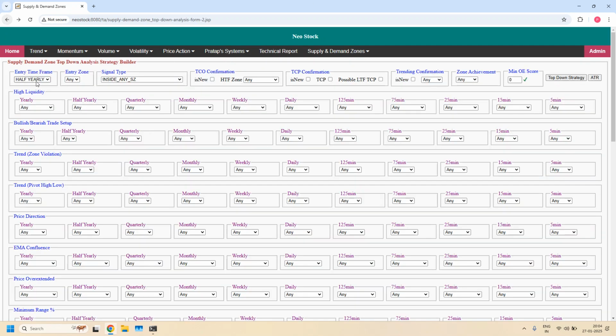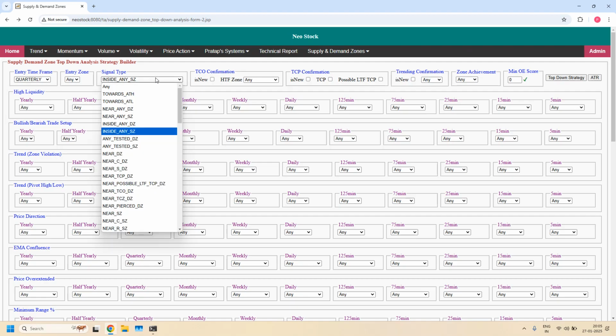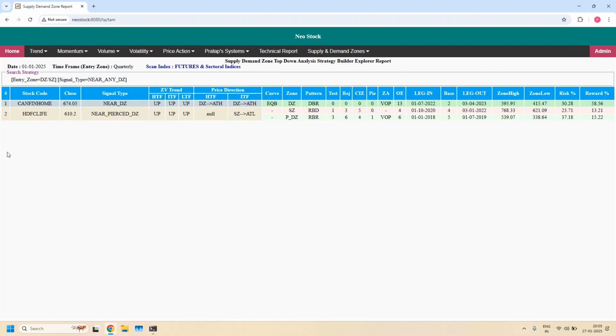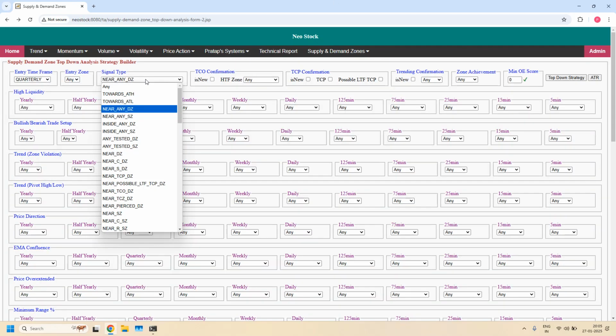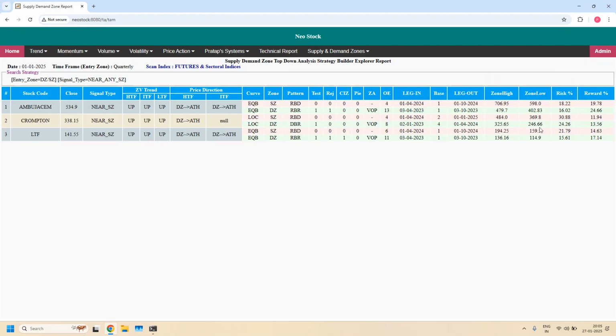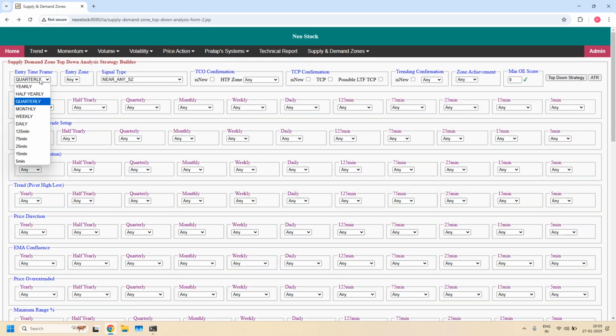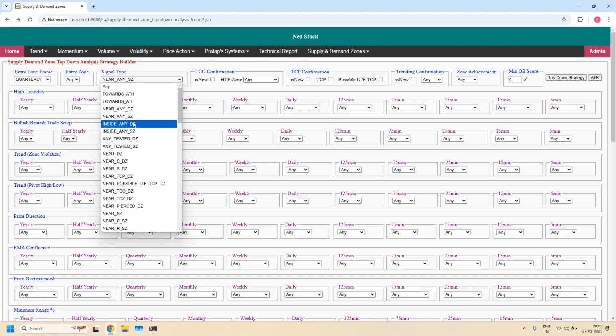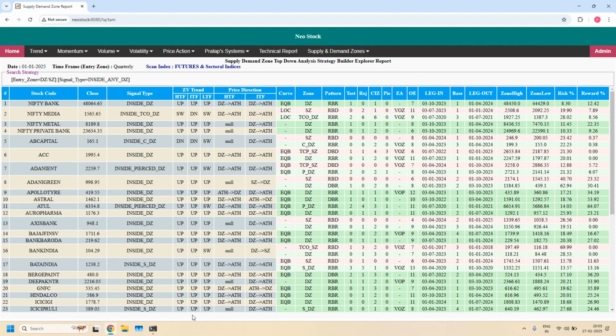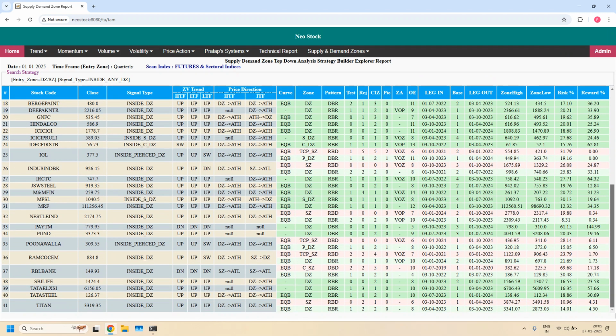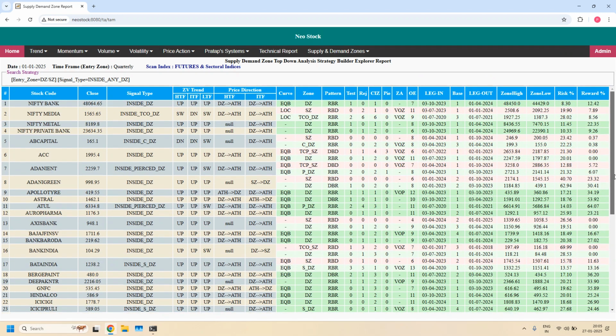Next time frame is quarterly. Stocks near quarterly demand zone, we have 2 stocks. Next quarterly time frame, stocks near quarterly supply zone, we got 3 stocks. Next quarterly time frame, price closed inside the quarterly demand zone, we got 41 stocks.